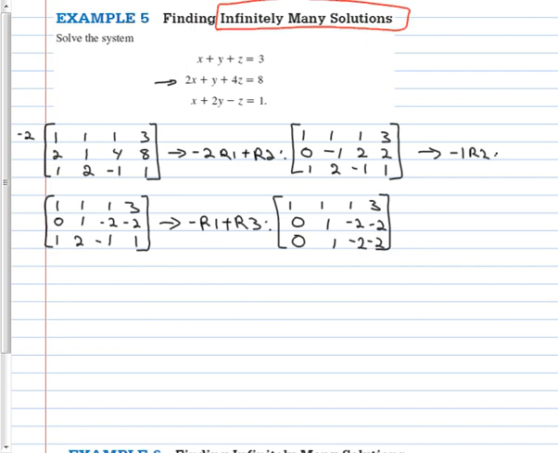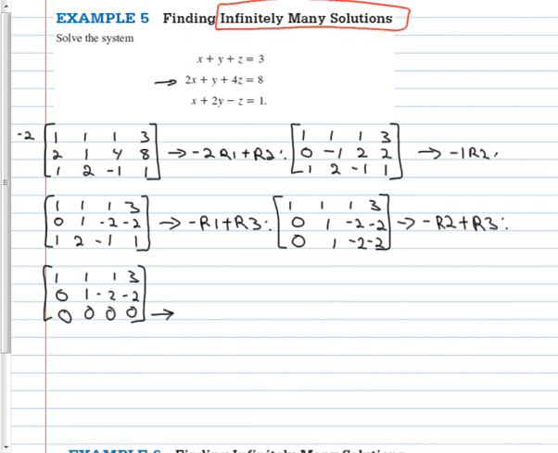Negative 1 times second row, add it to row 3 so I can get rid of that 1 on the bottom. So negative times row 2, add it to row 3. And 1, 1, 1, 3. 0, 1, negative 2, negative 2. So 0 plus 0 is still 0. Negative 1 plus 1, 0. 2 minus 2, 0. 2 minus 2, 0.